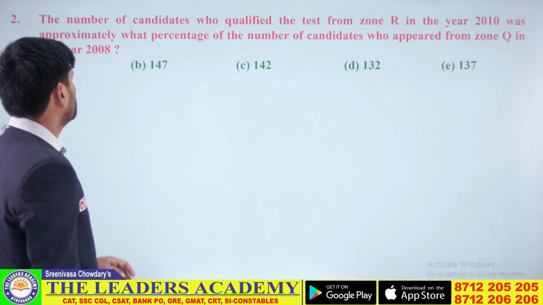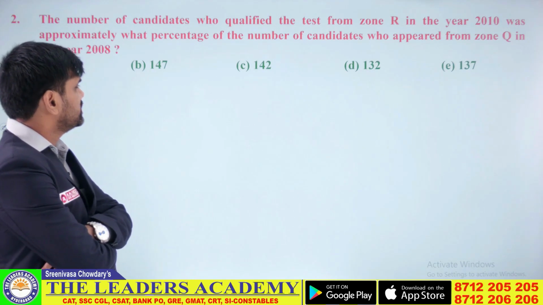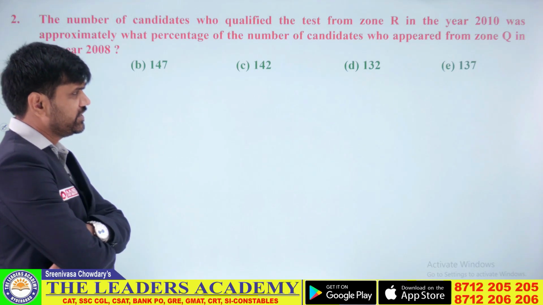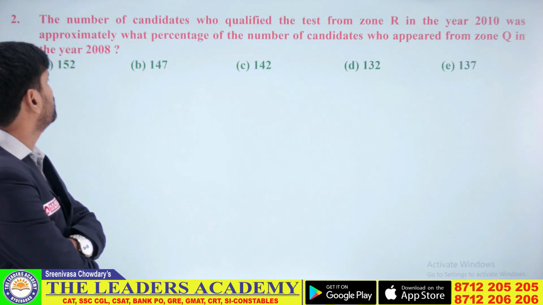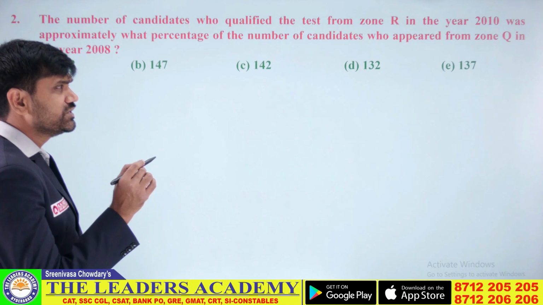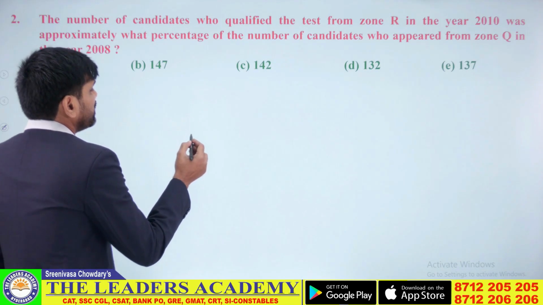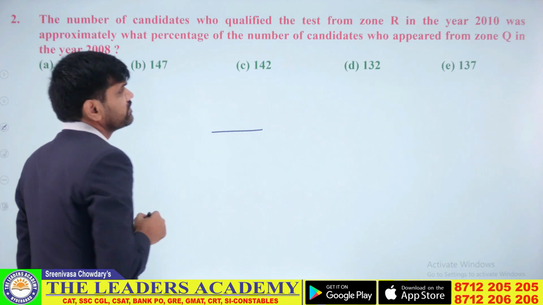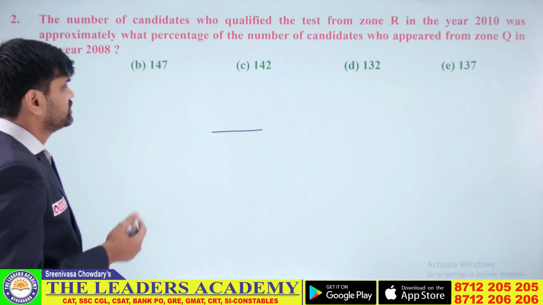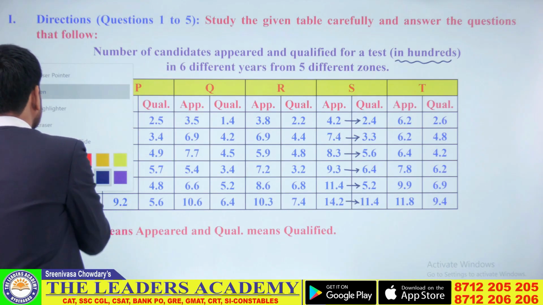The number of candidates who qualified the test from zone R in the year 2010 was approximately what percentage of the number of candidates who appeared from zone Q in the year 2008. So qualified from R in the year 2010 is what percentage of the appeared from Q in 2008. Okay. Let us see the values.